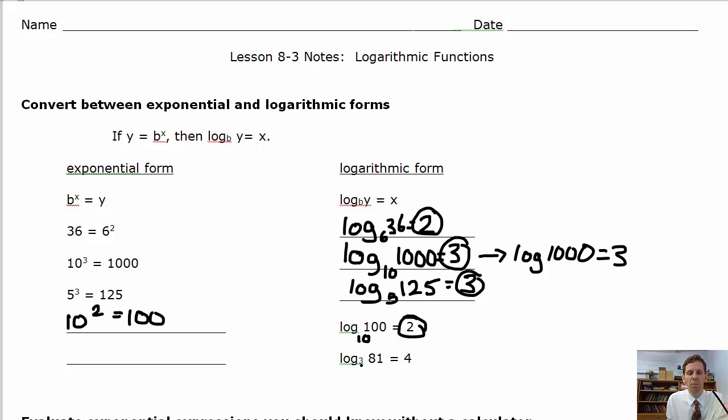Down here, our base is 3, our exponent is 4, and it's equal to 81. And indeed, 3 to the 4th power does equal 81.